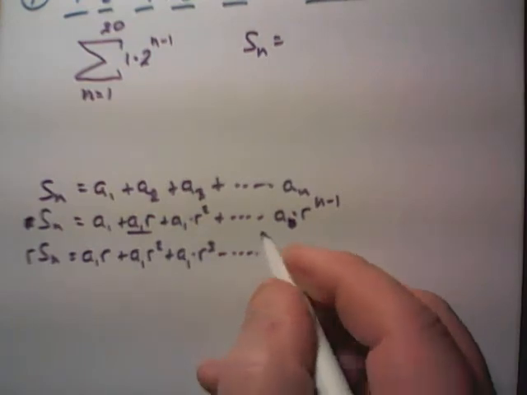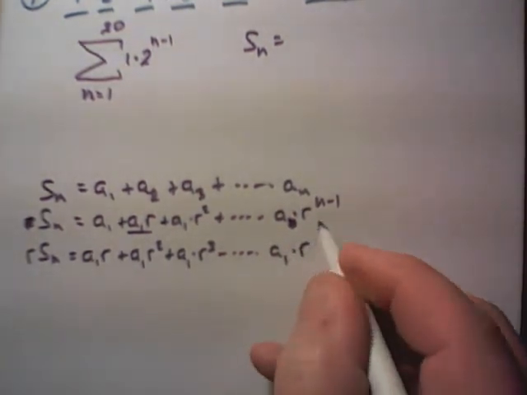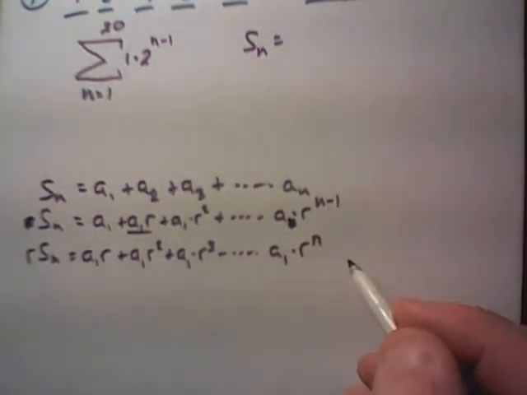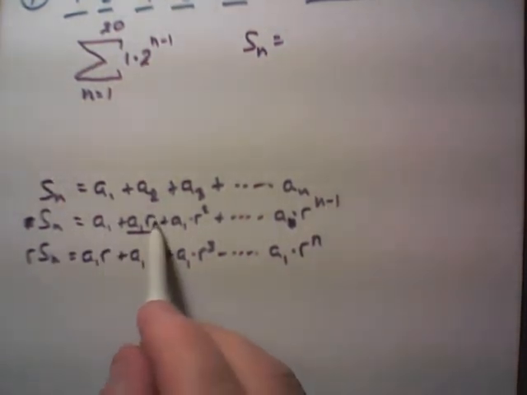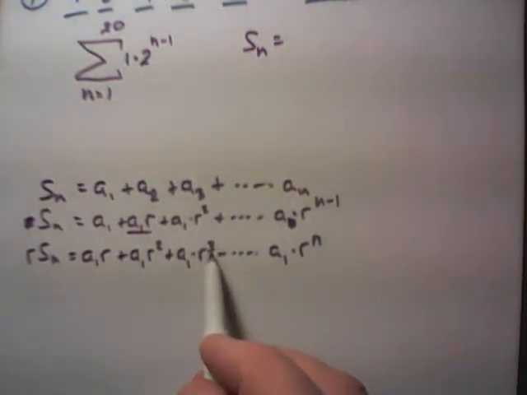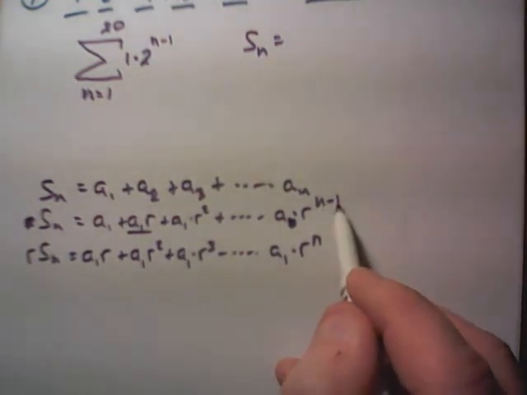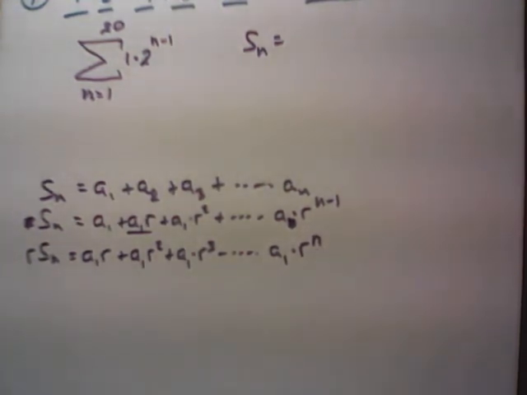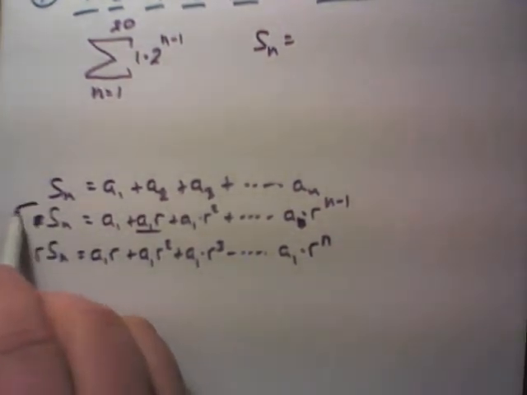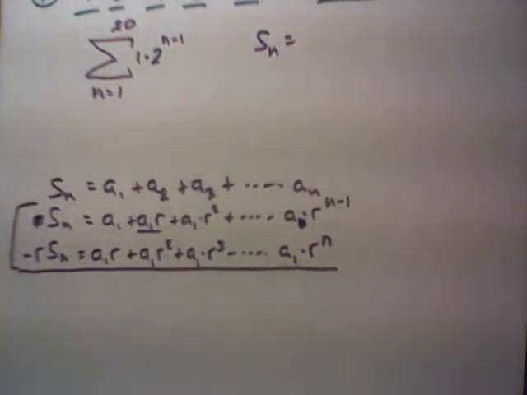I can keep going here, adding these together, but this last term is going to be a sub 1 times not r to the n minus 1, but just r to the nth power. This was the first degree, this is now the second. This was the second degree, it's now the third. So it's always 1 more than that, and 1 more than n minus 1 is just n. The reason I did that is because I want to take these two equations and subtract them from each other.